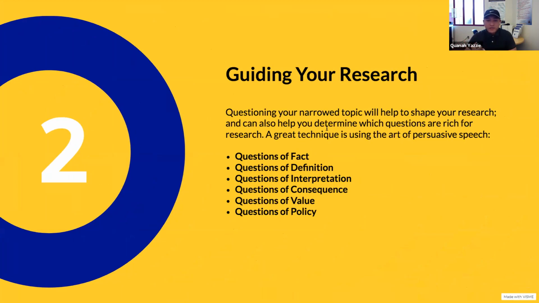We can also go into things like the rhetorical triangle, using pathos, logos, and ethos. The art of emotion, the art of credibility, and the art of, I forget the last one, is relating to statistics. In this case, with persuasive speech, we have questions of fact, questions of definition, interpretation, consequence, value, and policy. I'll go ahead and dive into what some of these mean.